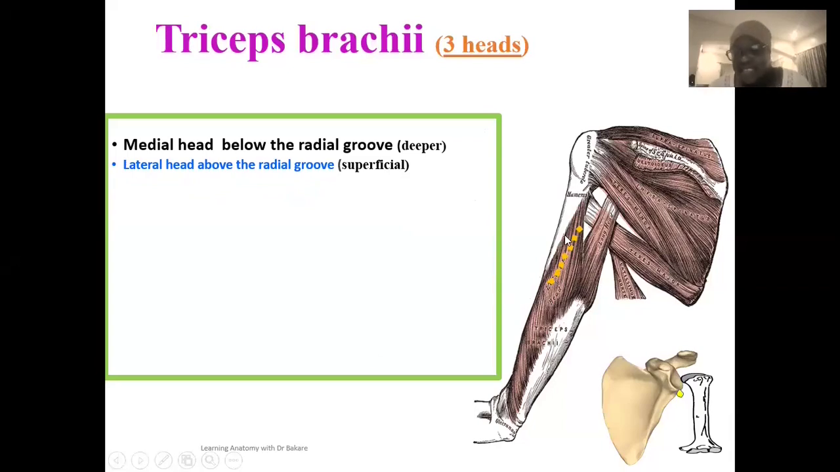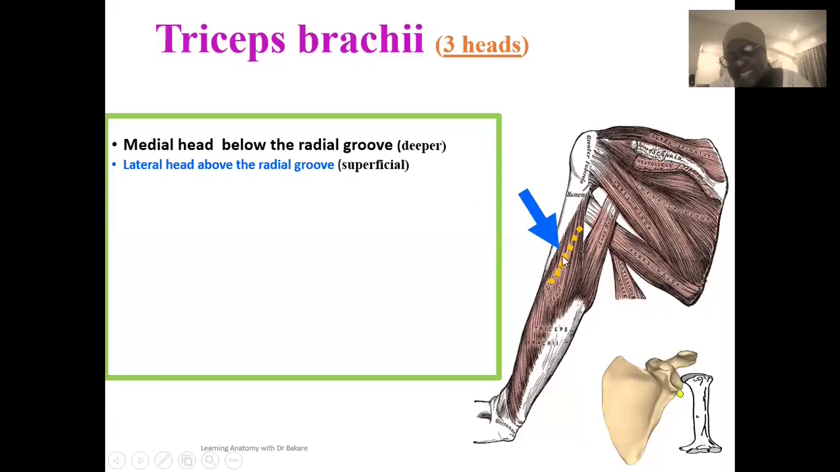So this is where we have the radial groove. It means that the lateral head of the triceps brachii muscle will be originating above this groove. And this is what is heralded in blue. And this is why it is covering over the medial head that is seen to emerge below the radial groove. So before we can see the medial head, we need to remove the lateral head. This is what this represents. So it is important for us to know that the medial head of the triceps brachii muscle is embedded deep, while the lateral head is more superficially placed. So this is the basis behind the presentation seen here in this image.